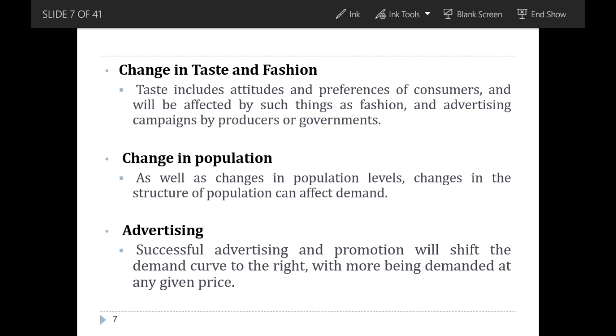Then population, obviously you know, right? In the case of population, when the population is more, demand will be more. When the population is less, demand will be less. So there is a direct relationship.